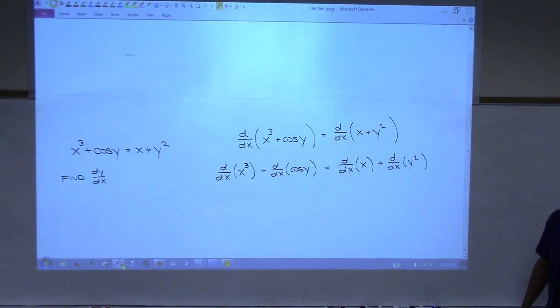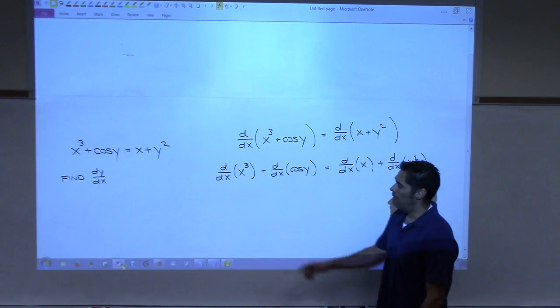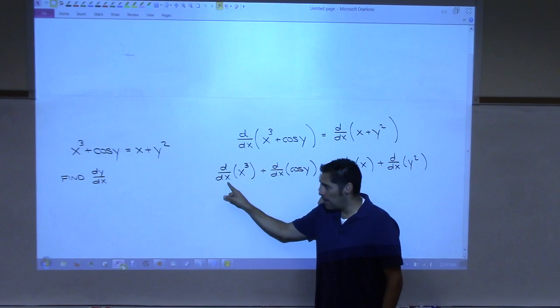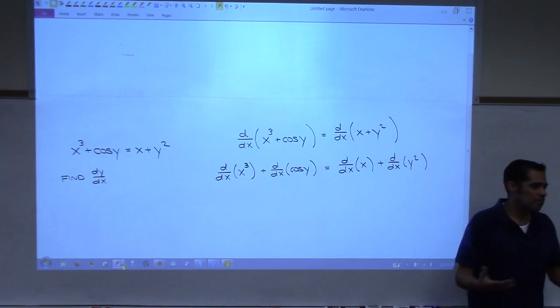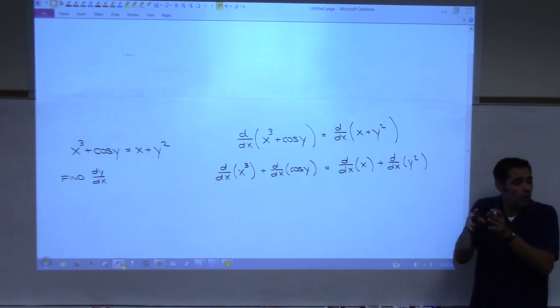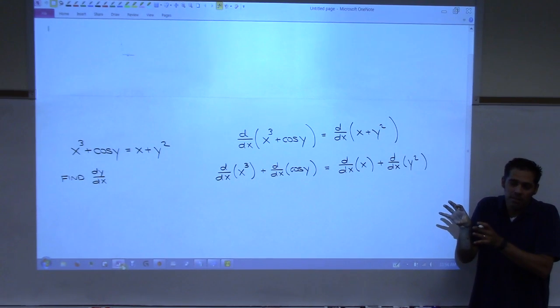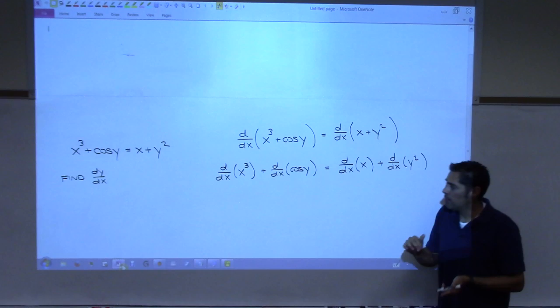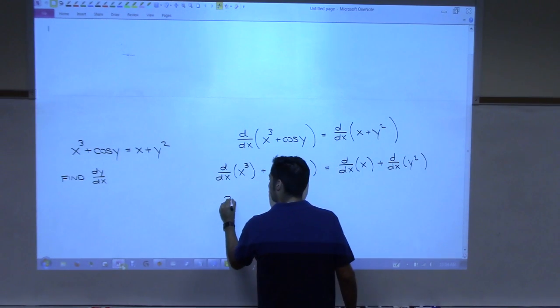All right, what is the derivative of x cubed with respect to x? 3x squared. And you don't need that little chain rule, because if you did the chain rule, what would pop out on the side of it? A 1, right? A dx over dx. So I'm just going to say this is 3x squared.